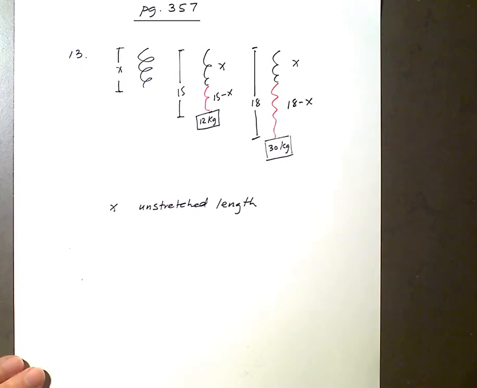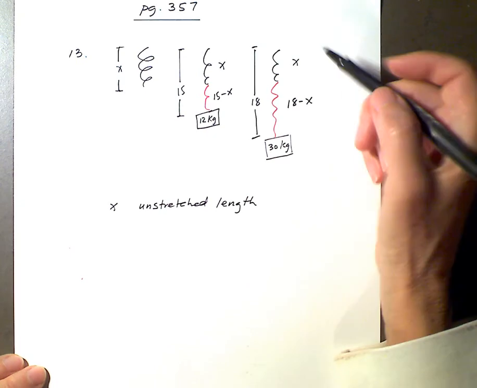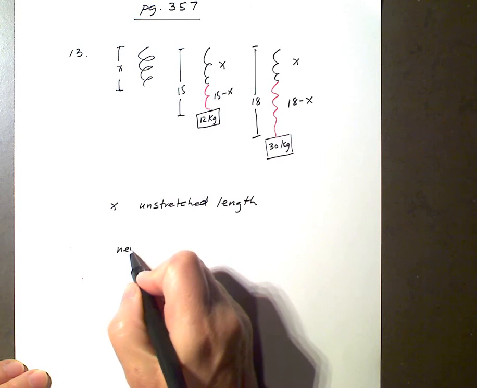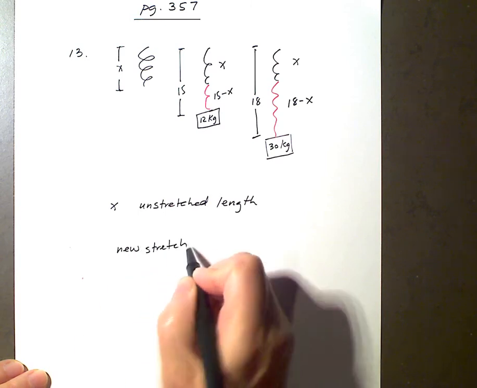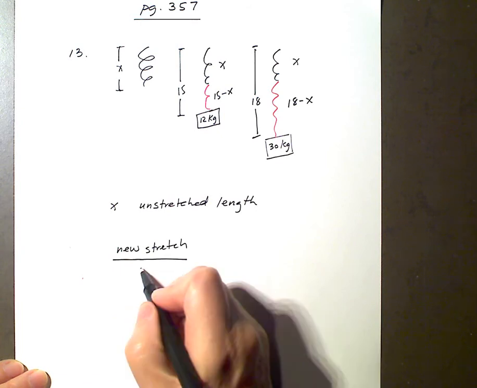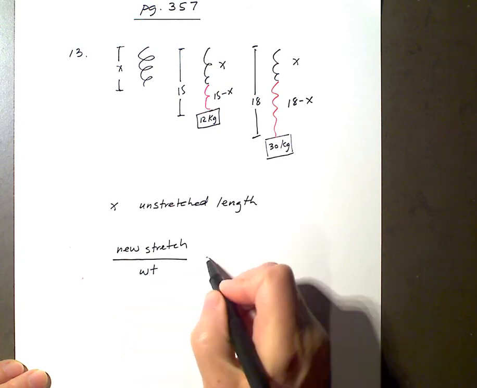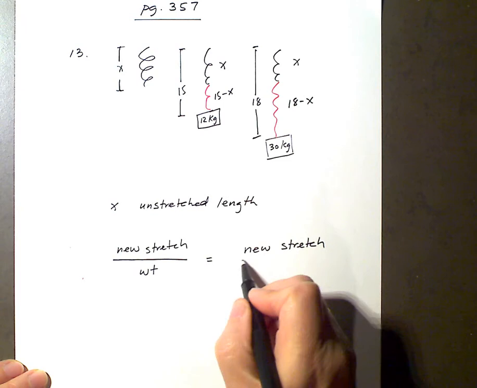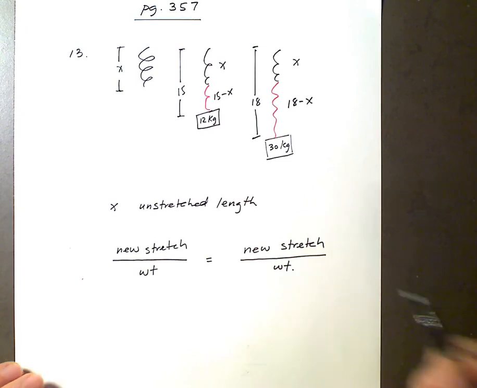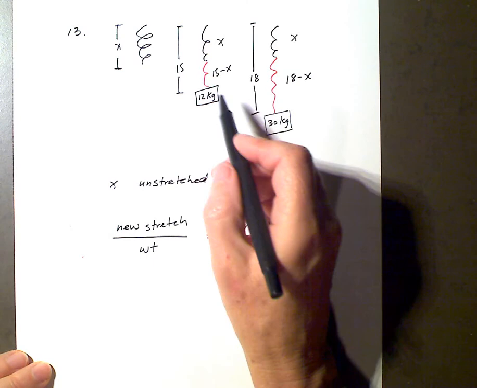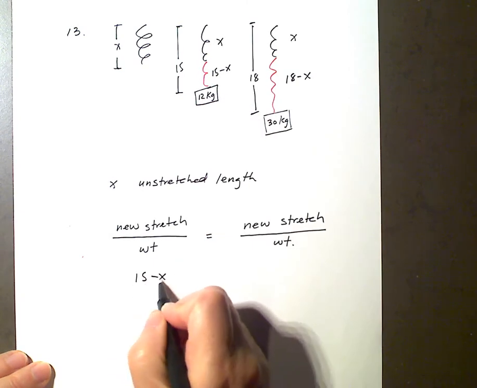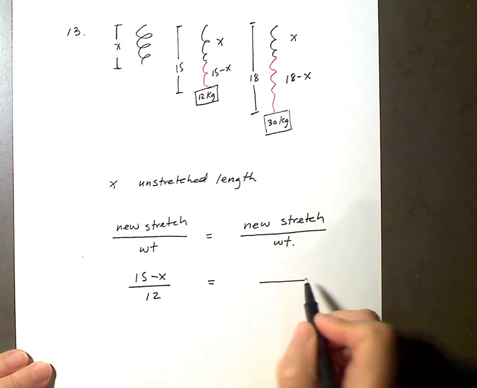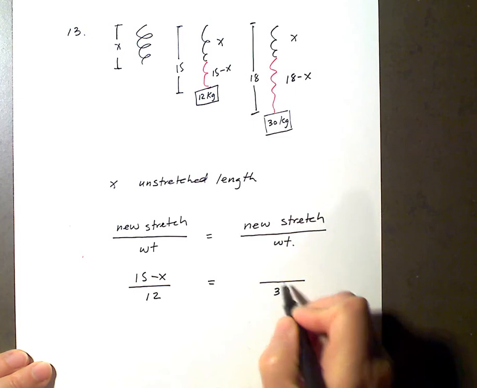So instead of using variables for new stretch and weight, I'll just use words. I'm going to say the new stretch, the new length that it stretches, as a ratio to weight should be the same. Okay, so new stretch in this one was 15 minus X to 12 kilograms is, when I've got 30 kilograms, 18 minus X.